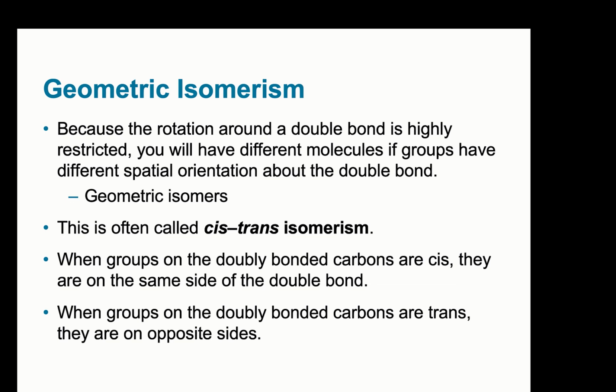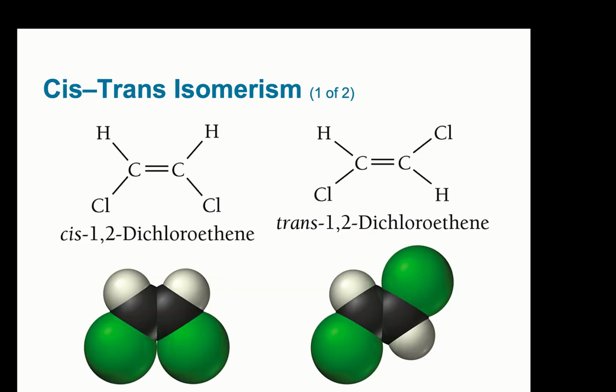And if you have the same group, the higher value group, the book doesn't really go into this, but there's the higher value group. Here it's usually pretty obvious. If it's on the same side of the bond, that's known as cis. If it's on the opposite side, it's known as trans.